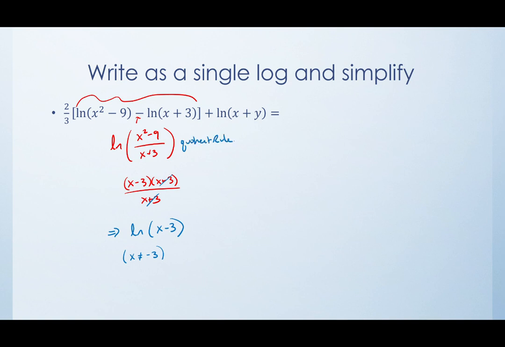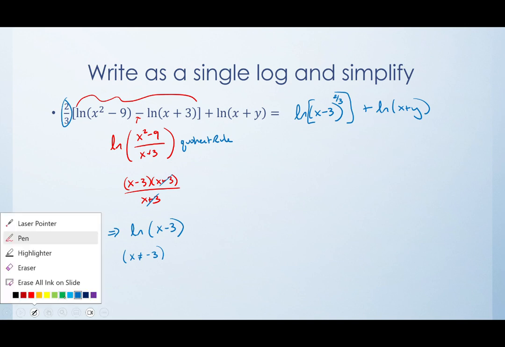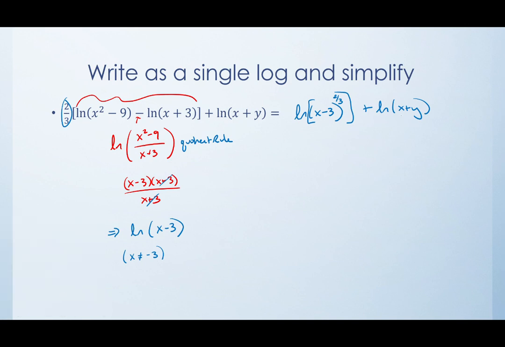To simplify that, now we've got a 2/3 multiplying all of that. So we've got ln of x minus 3, and we take that 2/3 and it goes back into the exponent. And then we've got plus ln of x plus y. Now we have a sum of two logs. So this was the power rule. Gotta call them the right things.